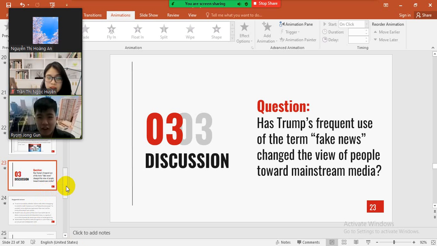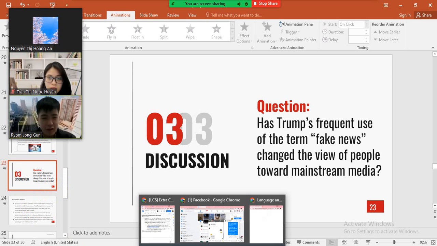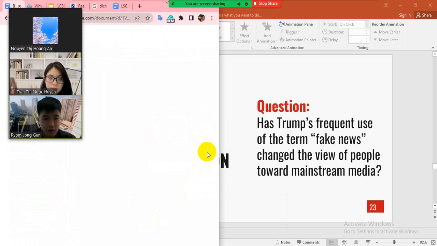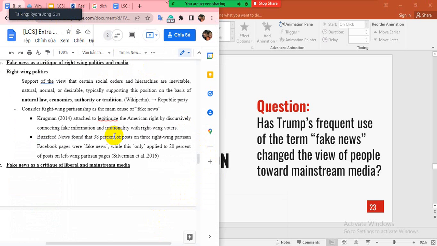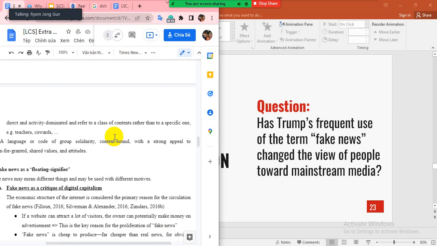Okay, now let's move to the discussion part. The question is, has Trump's frequent use of the term fake news changed the view of people toward mainstream media?